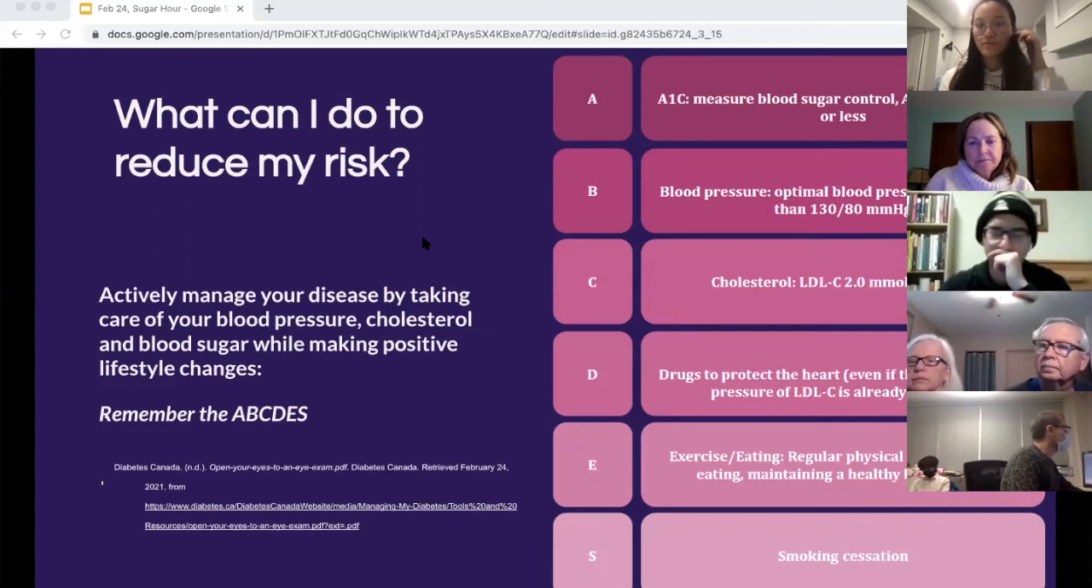So basically the bottom line is actively managing your disease by taking control of your blood pressure, your cholesterol, your blood sugar, and making positive lifestyle changes and essentially remembering the ABCDEs will help you reduce your risk for eye disease due to diabetes.